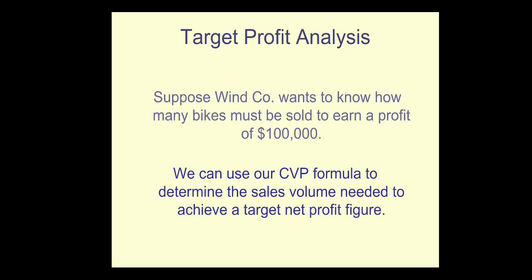Okay, let's see. The target profit analysis is something like this. Suppose the Win Bicycle Company wants to know how many bikes must be sold to earn a profit of $100,000. So now the business before this can calculate break-even point. Now, what can be done if the business wants to achieve a certain amount of profit in the future? So we can use our CVP formula or knowledge to determine the sales volume needed to achieve a target net profit figure.